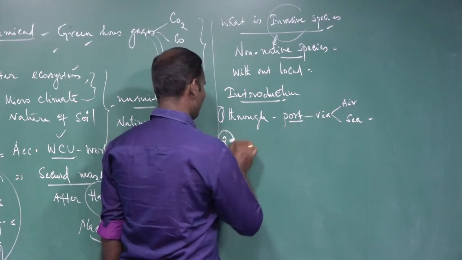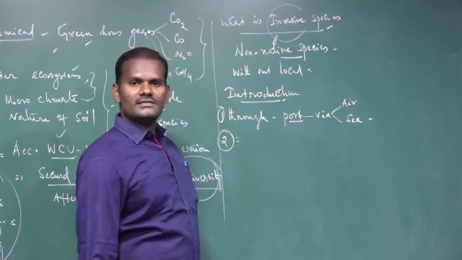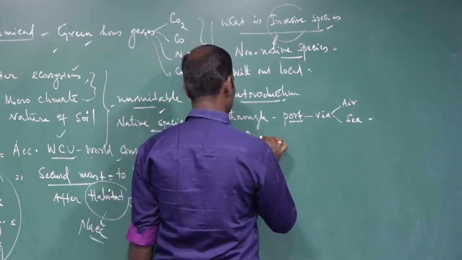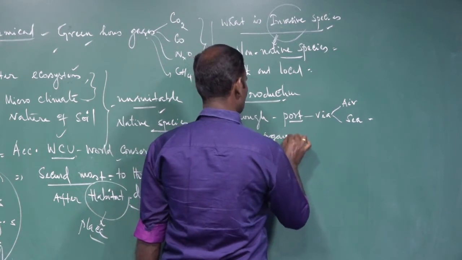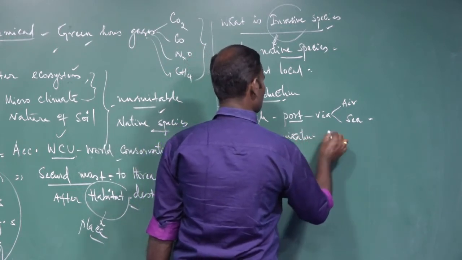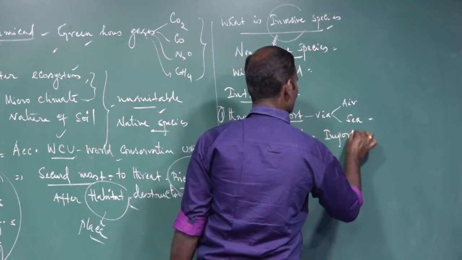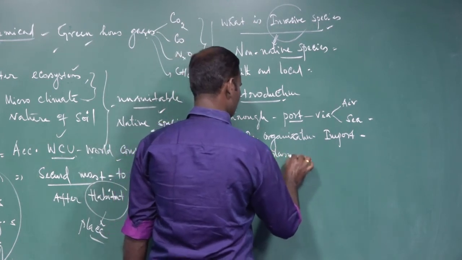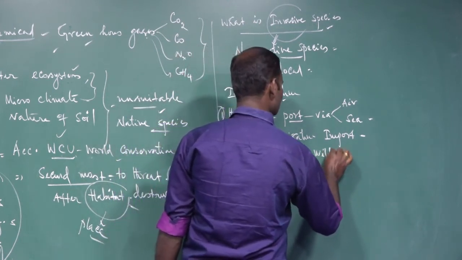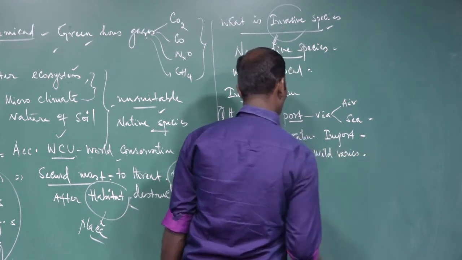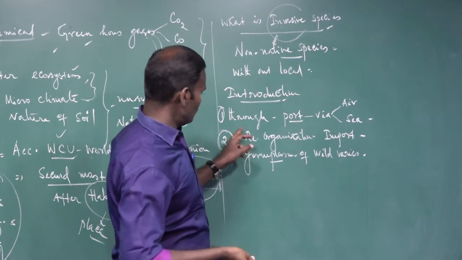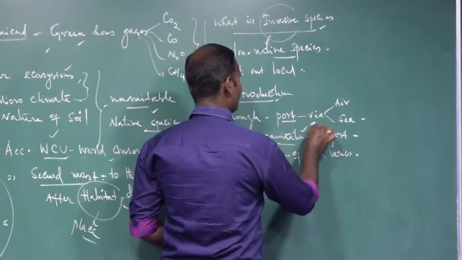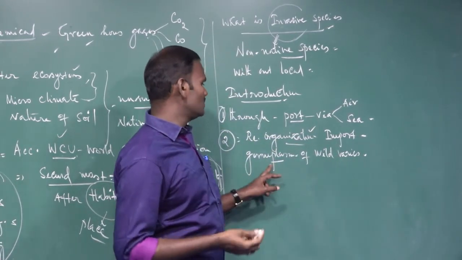Then what is the second way of introduction into our country? Some research organizations import certain germplasm of wild varieties, through which alien species can also be introduced. It is the second way they are introduced in our country. Research organizations import certain germplasm of wild varieties.